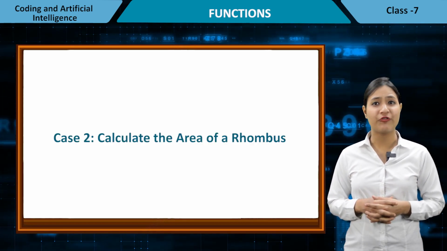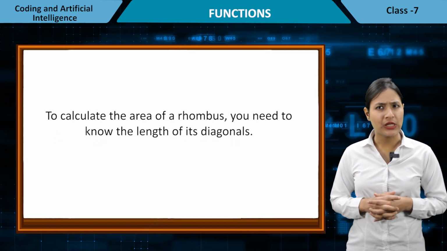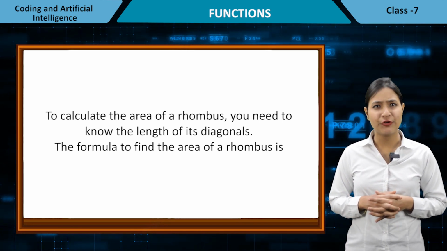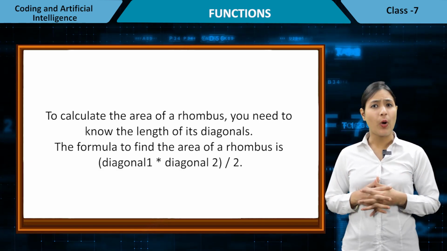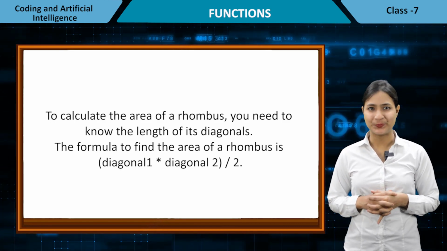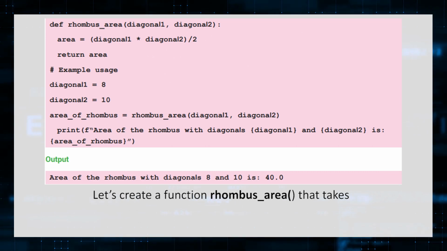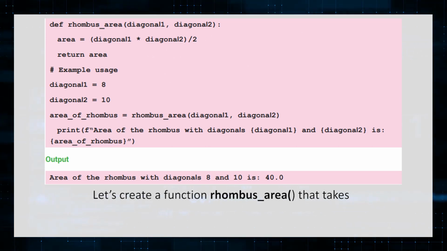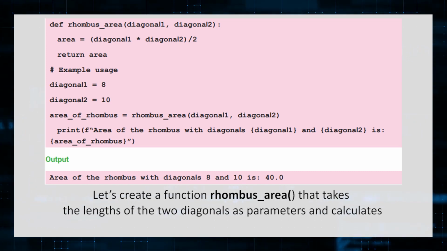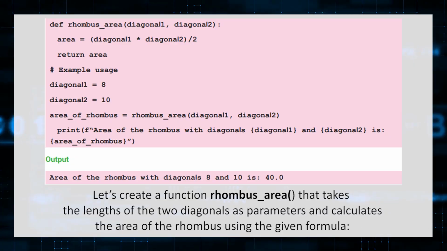Calculate the area of a rhombus. To calculate the area of a rhombus, you need to know the length of its diagonals. The formula to find the area of a rhombus is diagonal 1 * diagonal 2 / 2. Example. Let's create a function rhombus_area that takes the length of the two diagonals as parameters and calculates the area of the rhombus using the given formula.